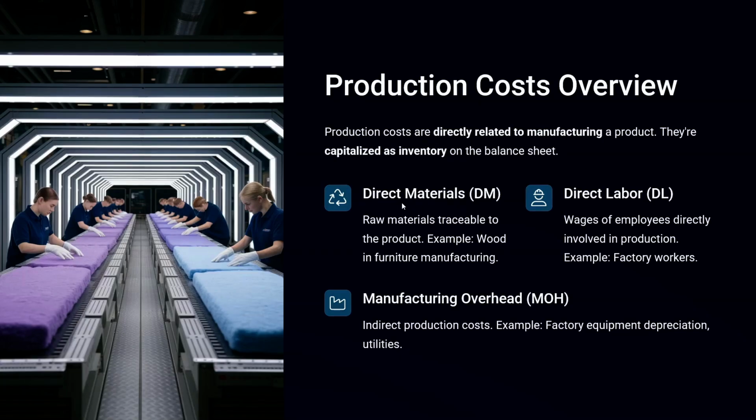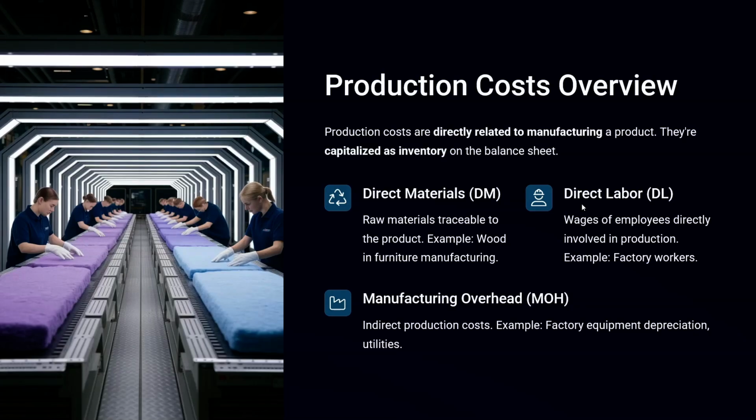First, we have direct materials, which include raw material traceable to a product. Those are raw materials you can easily trace to the product. For example, the wood used in chair manufacturing.